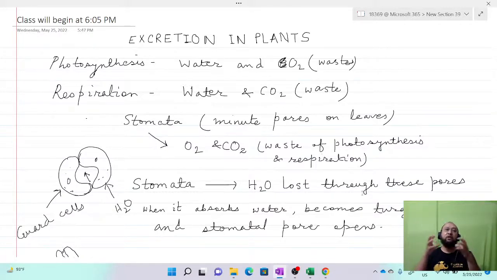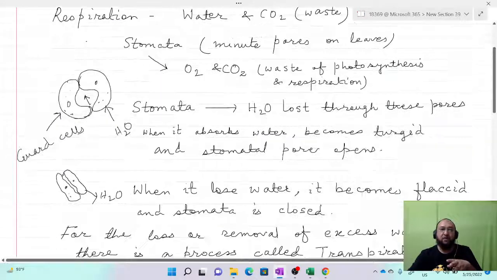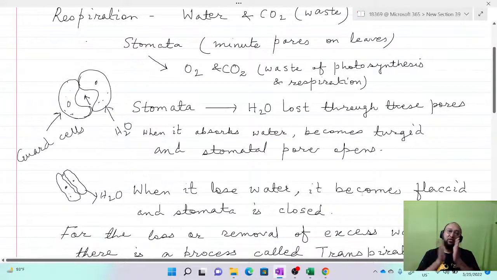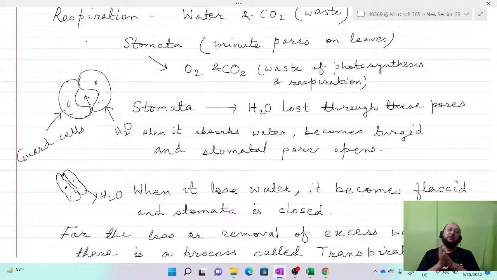When the guard cell is fully filled with water, it will be turgid, hard, rigid, and it will open, forming a pore in between these two guard cells. When it loses water, it becomes flaccid and it will close. The pores will be closed. So depending on the time and situation, sometimes these stomata are opening and closing.